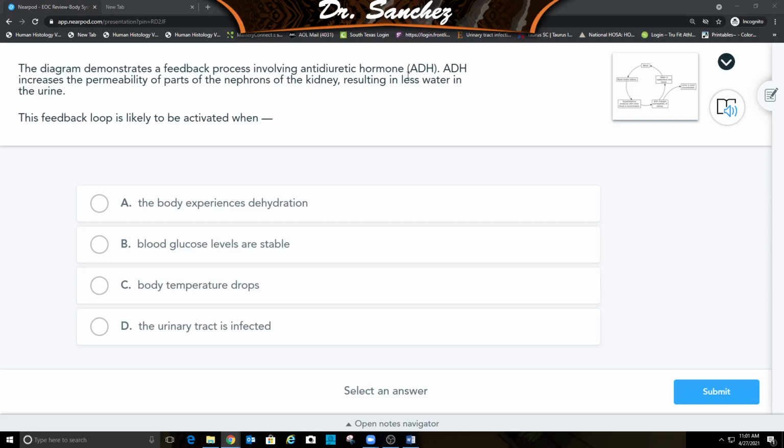Does anybody already know what the antidiuretic hormone does? Even from home, anybody? Based on the name, antidiuretic hormone. Does anybody know what it does? Not pee. Yeah, it makes you not pee. That's correct. Because diuretic, you're going to be peeing. It means that you're going to be producing urine.